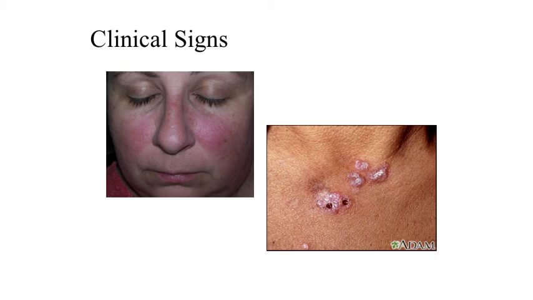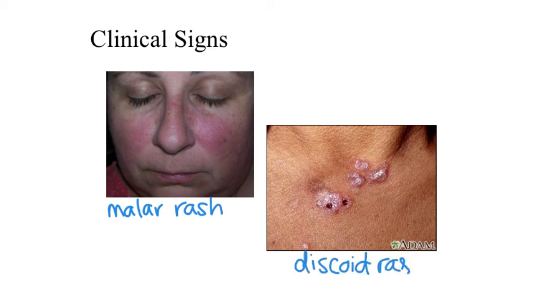Two of the common clinical signs in individuals with lupus are specific types of rashes. The first is known as a malar rash or a butterfly rash, as evidenced by this image here, which appears over the nose and cheekbones in somewhat of a butterfly shape. The other common type of rash in individuals with lupus is a discoid rash, which is demonstrated in the other image shown here.